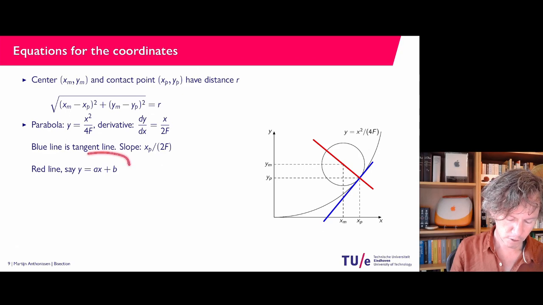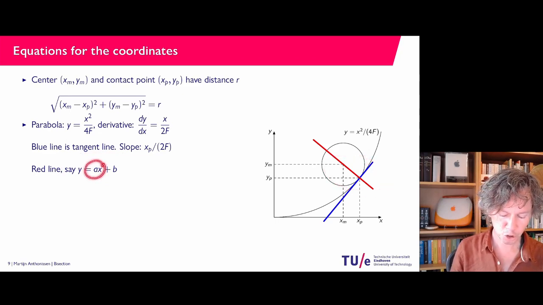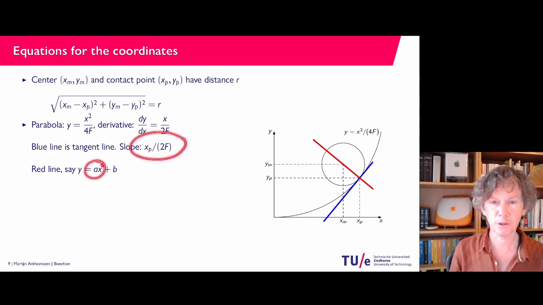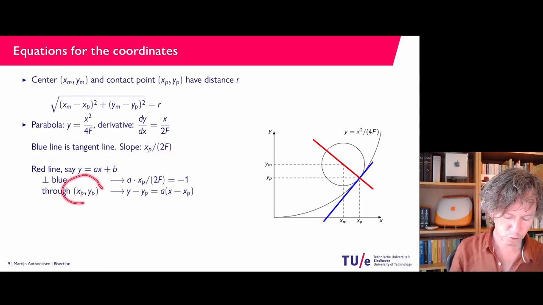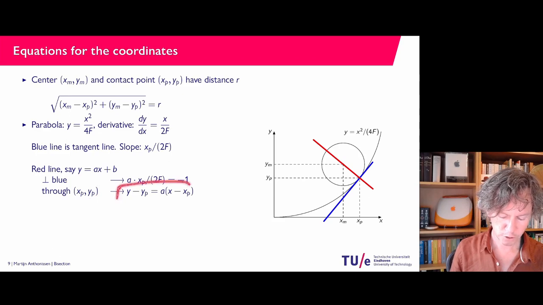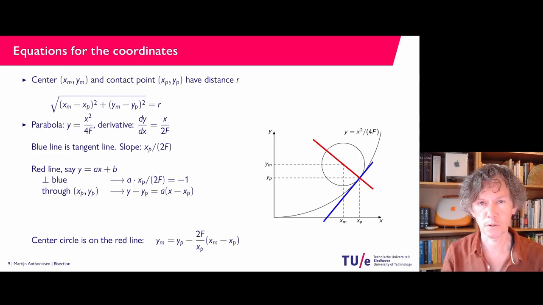The red line, let's call that y equals ax plus b. I know that they make a 90 degree angle here. So that means that this a, this slope here, times this slope here equals, hopefully you recall from earlier videos, minus 1. So I have that a times xp over 2f equals minus 1. And then I also know that it goes through the contact point. So that gives me a second equation. And then I know that the center of the circle, so this point here, should also be on the red line, and that's going to give me an additional equation.